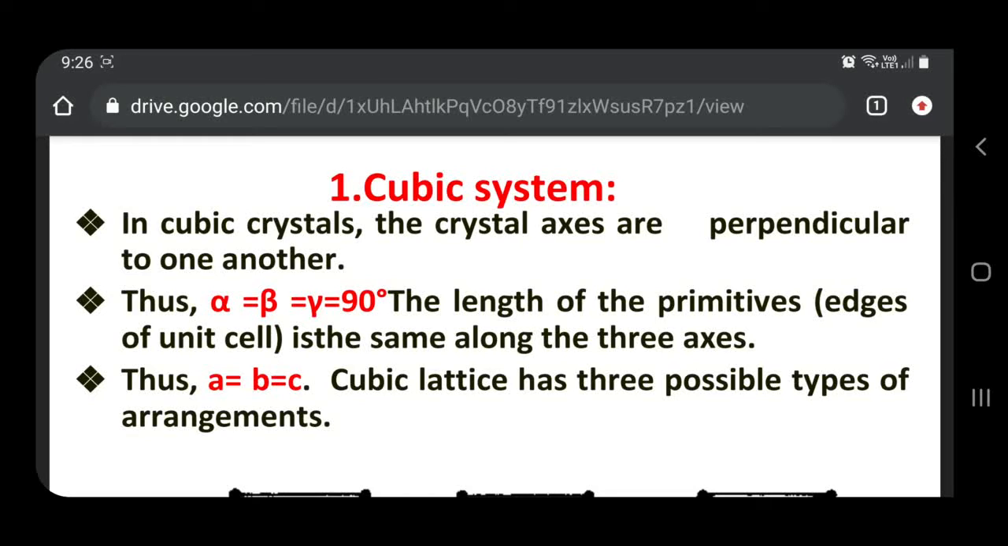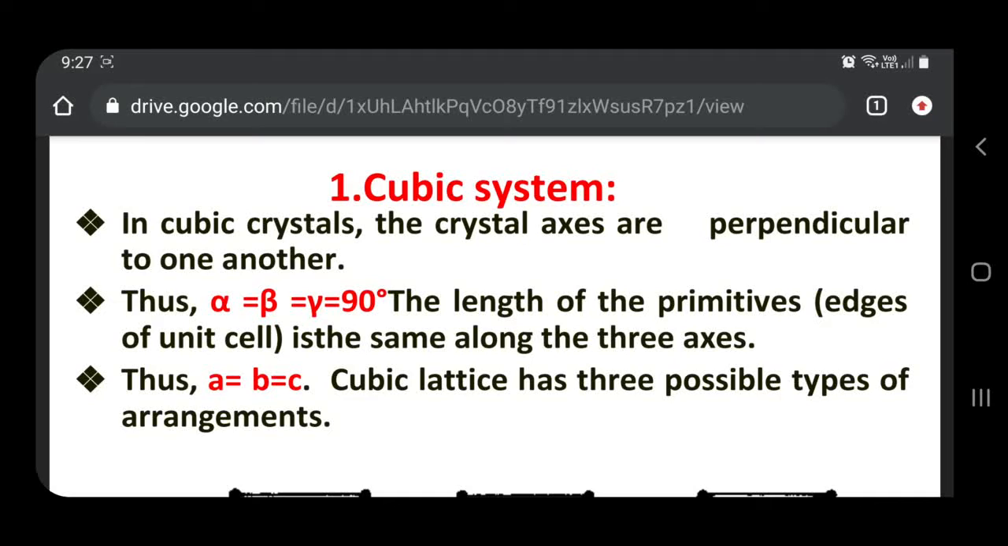The first one, the cubic system. In cubic crystals, the important property as far as lattice parameters, that is the sides of a unit cell, is how they are related. We call them primitive vectors, represented as A, B, C. So length along x-axis is A, length along y-axis is B, length along z-axis is C. So how they are related, and interfacial angles, I have given the description: alpha, beta, gamma.